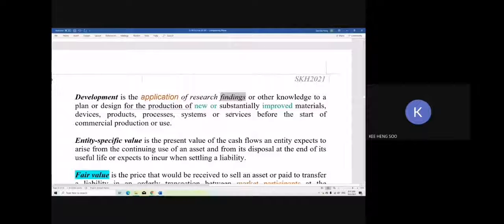So the keyword is any expenses incurred before commercial production. You may have done the research successfully already. Now you are in the process of developing. You use your knowledge that came out from the studies to design a new product or a substantially improved product or devices, like a handphone. So these expenses are incurred before the product is actually launched to the market. The keyword is before it is launched to the market.